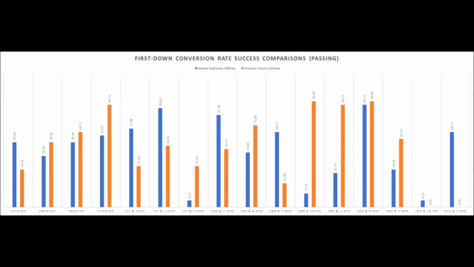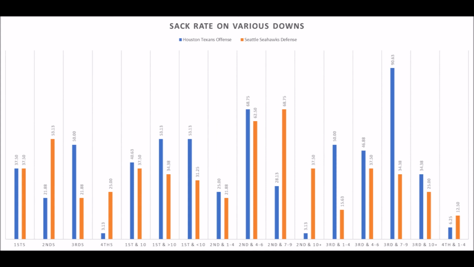And then you look at sack rate, Texans offense versus Seahawks defense. And this is actually evenly matched in this particular area. Most of the sacks that the Texans have given up have come on second down, and most of the sacks that the Seahawks have been able to force have been on second down. So that's the one down I think you should clue in on and see what happens on that particular down.